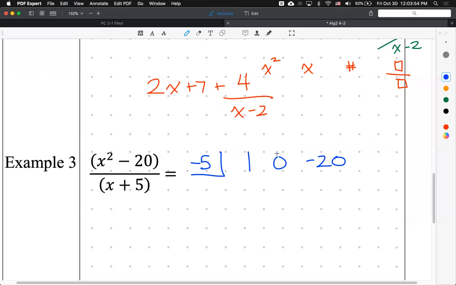We had a placeholder for the x value. This is the x squared value. That's the x value. That's the integer value. Good job. I didn't trick you. And then I do a line.